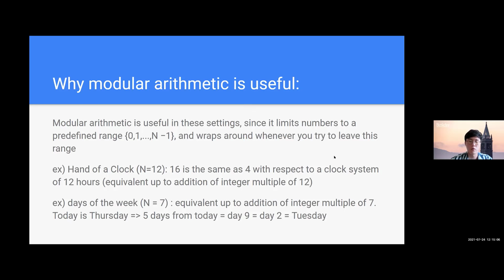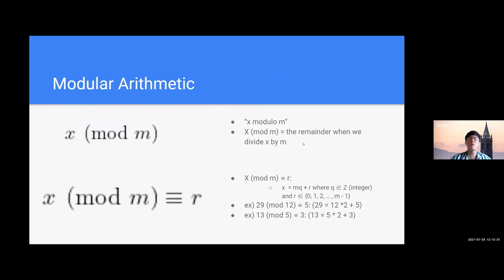Another example is the days of the week. Say we call day 0 Sunday, day 1 Monday, day 2 Tuesday, and so forth, and day 6 is Saturday. It is also equivalent to addition of integer multiples, because if today is Thursday and someone asks what day it will be 5 days from today, we just say it's day 2, which is Tuesday, instead of saying day 9. This is the basics of modular arithmetic.